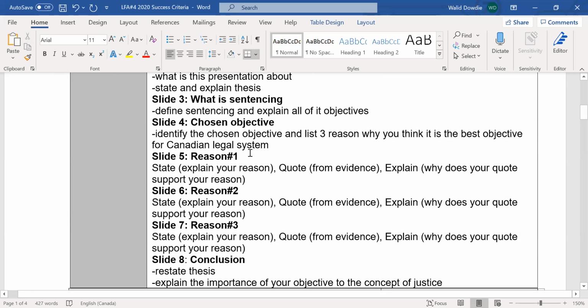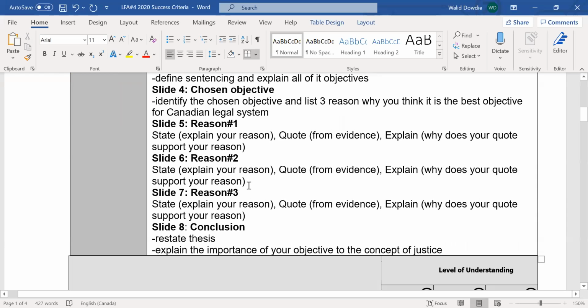Now remember, the 3 reasons are proving why you think restorative justice is the most important. So you have to come up with your reasons of why you think it's important, and then you find evidence to back that up, right? In this section, you would have your case studies, your expert accounts, with parts from the textbook. That information would take place in these stated reasons slides. Okay. Slide 8 is your conclusion. Restate your thesis and explain the importance of your objective to the concept of justice, right? Which means, why is this form of sentencing the best way to understand and apply the concept of justice? Okay, so that's pretty much the breakdown of the assignment.